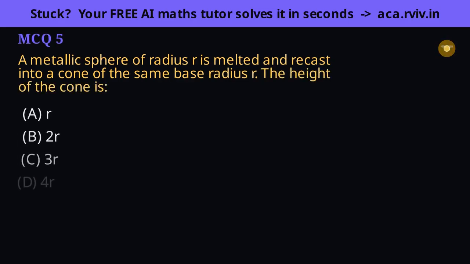Consider the four options. Because melting conserves volume, the sphere and the new cone hold the same amount of metal. 4/3 pi r cubed equals 1/3 pi r squared h. Cancel pi, cancel one factor of r squared, and multiply through by 3. 4r equals h. So the cone stands 4 times as tall as its radius, option D. It makes sense. A cone of the same base radius is a lean shape, so it must reach up high to store the whole fat sphere's worth of metal.